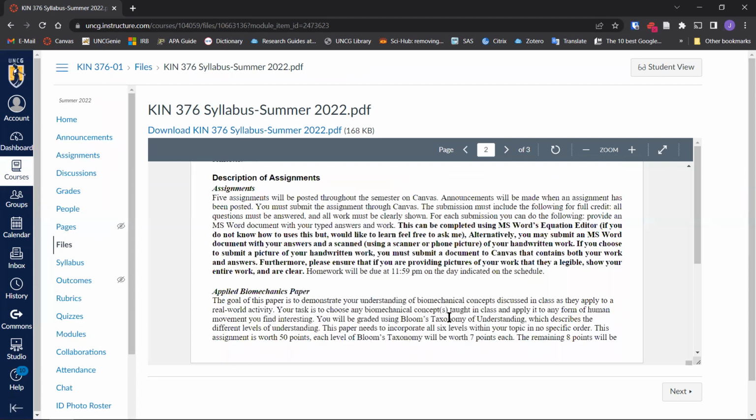The assignments: 5 assignments throughout the semester on Canvas, so they're already posted. You can do them as soon as you want, but they do have set due dates. All of them require, if there's a calculation, that you clearly show your work. I cannot give you full points if you just give me the answer. And this brings up another point.